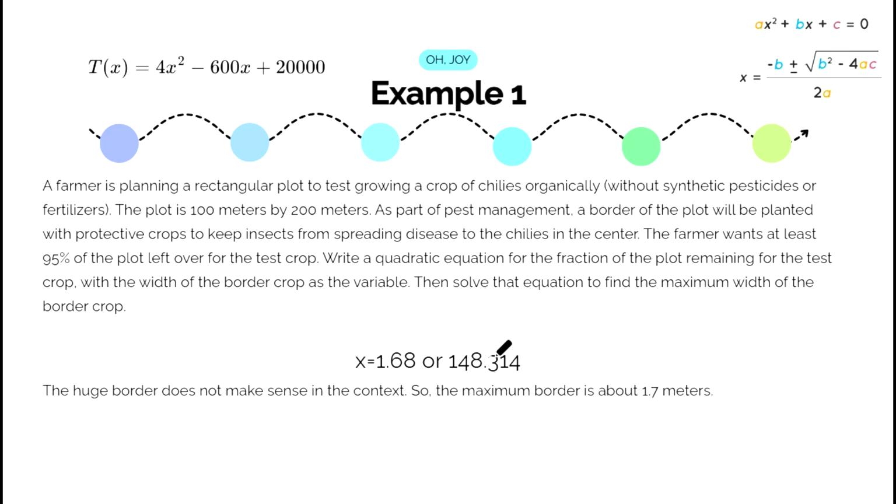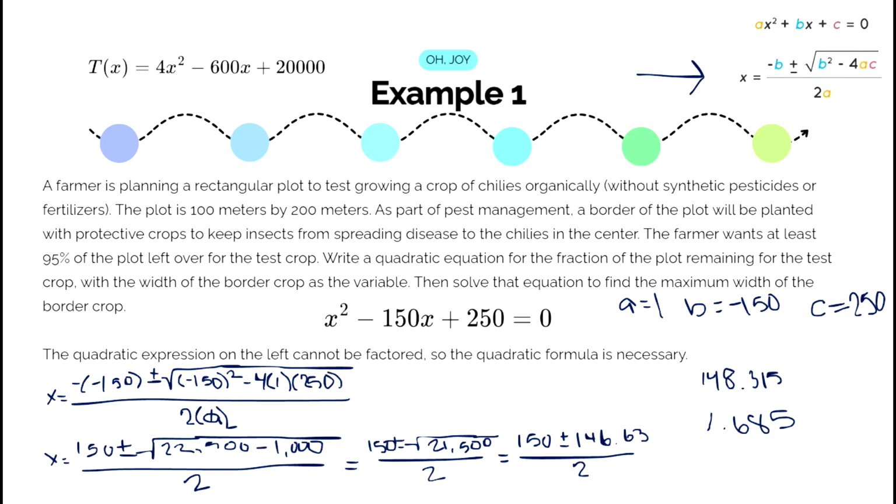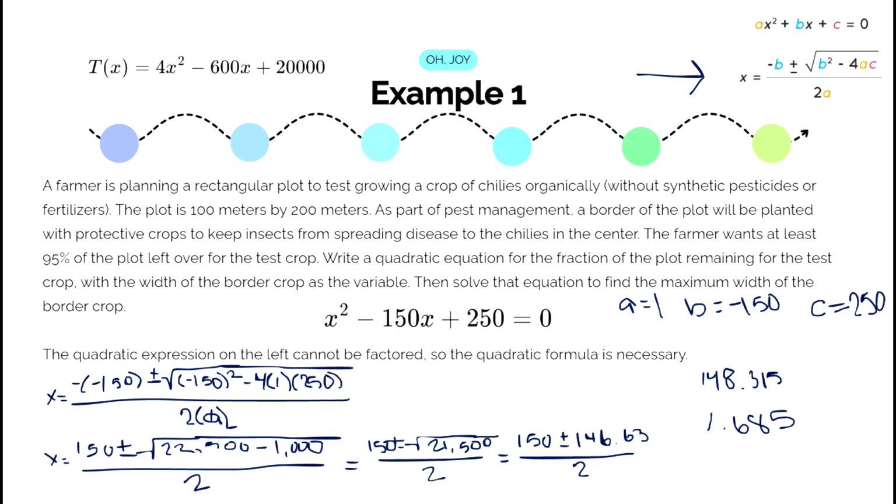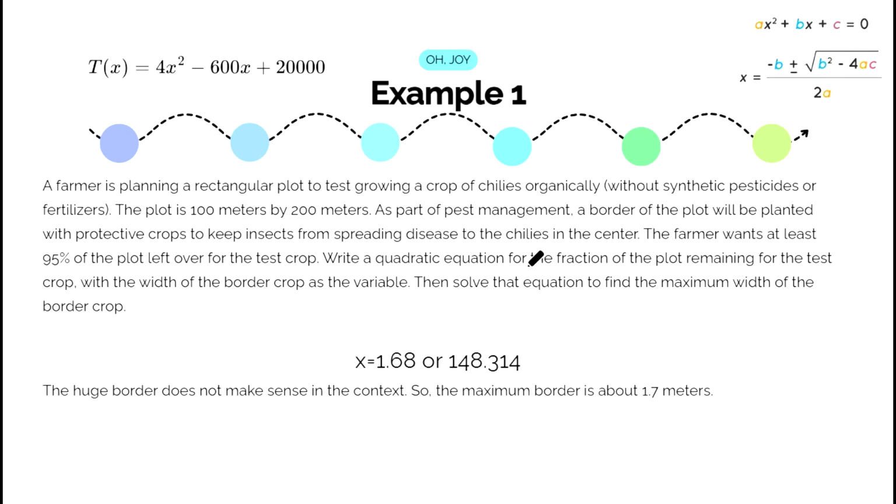Okay, let's go see what this has to say. So we have 148.314. Oh, they said 31. I put 315. Apparently they don't believe in rounding, and 1.68. Yeah, apparently they didn't round. I love this book.